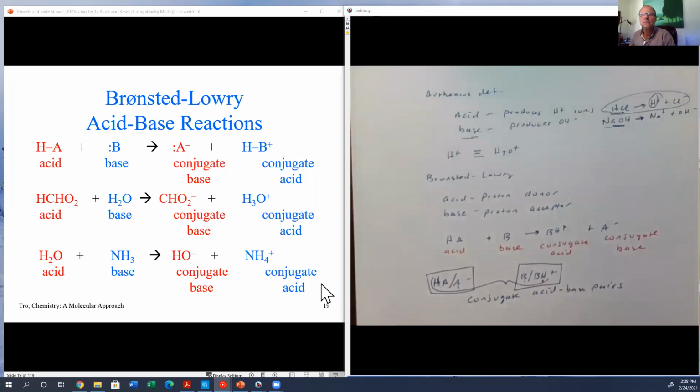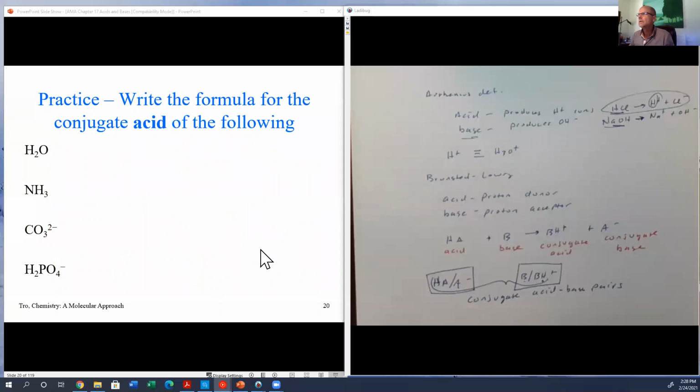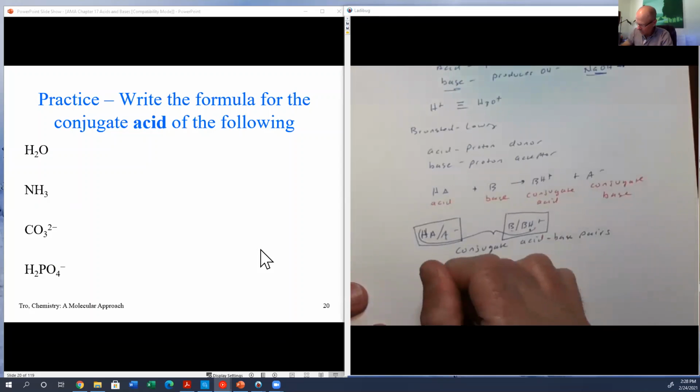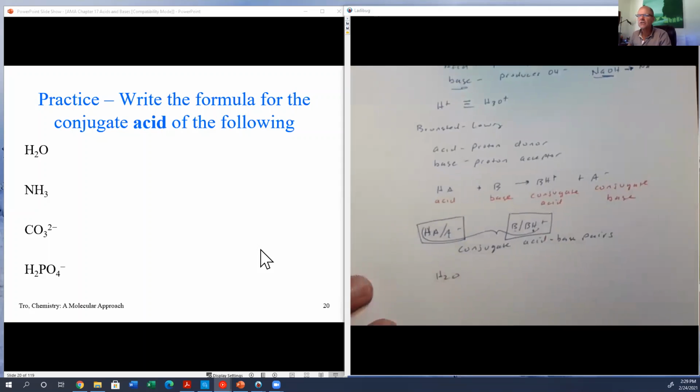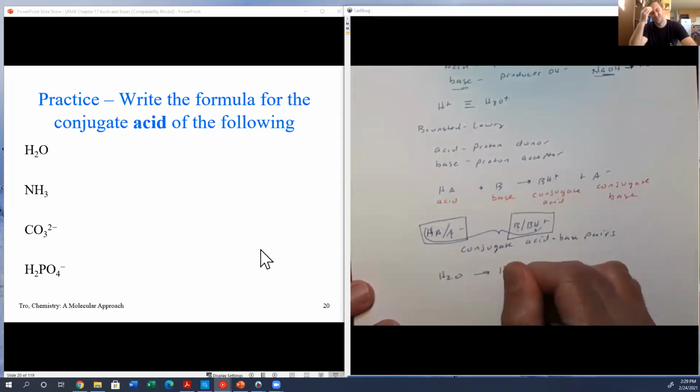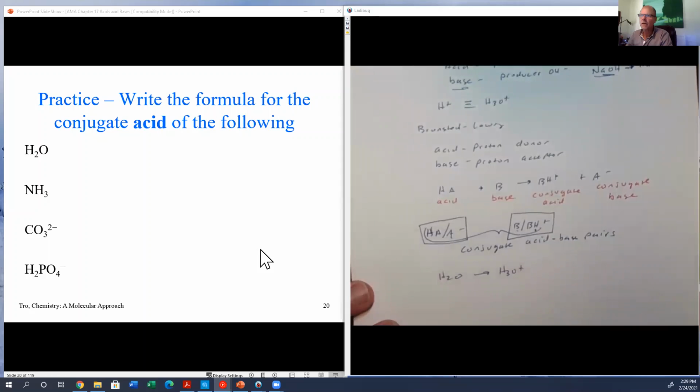Questions? Okay, let's do a little practice and then I'll ask you a question. Let's write the formula for the conjugate acid of each of these things. So we have H2O. What would be the conjugate acid of H2O? H3O plus. Correct. Just add a proton. What would be the conjugate acid of NH3? NH4 plus. Correct.